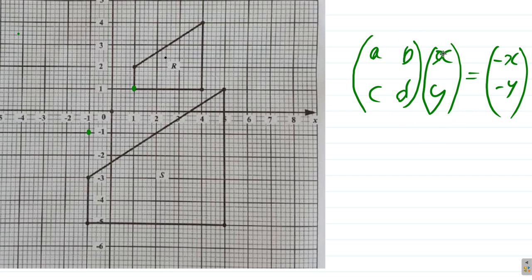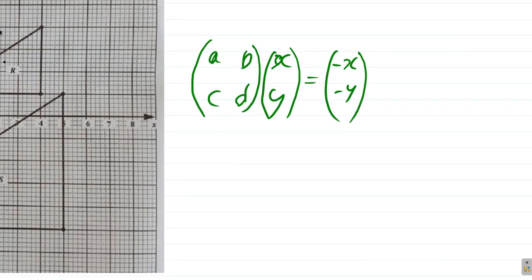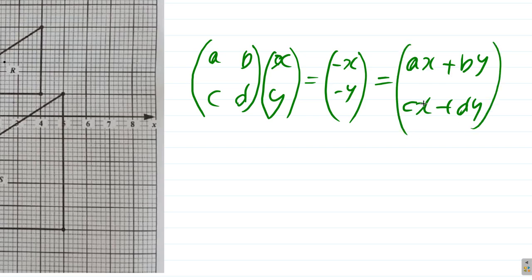So in this case, A times X and B times Y. So if you should multiply these matrices, you would get AX plus BY. You have to remember your multiplication of matrices, you know. This would be CX plus DY. Now, there's no Y at the top here, so you can see that B equals 0. A would be negative 1.